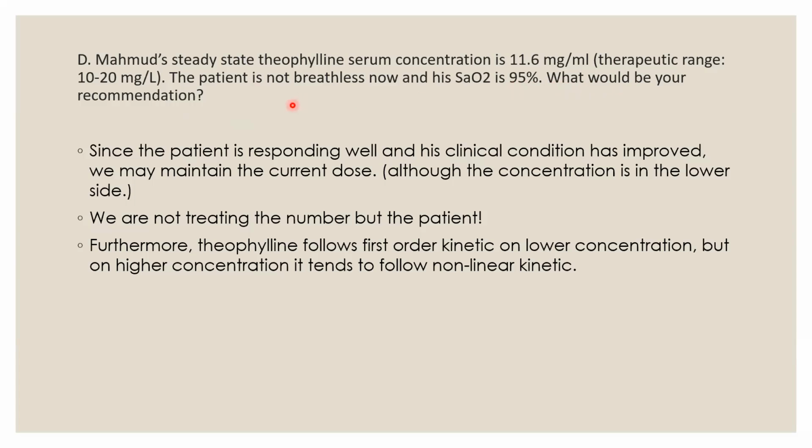What would be your recommendation? So I will answer: since the patient is responding well and his clinical condition has improved, we may maintain the current dose. Although the concentration is on the lower side, because the range is 10 to 20, this patient already has 11.6. So a little bit only, not 15 or so. But anyhow, we wanted to achieve 12, right? So 11.6 should be okay, right?